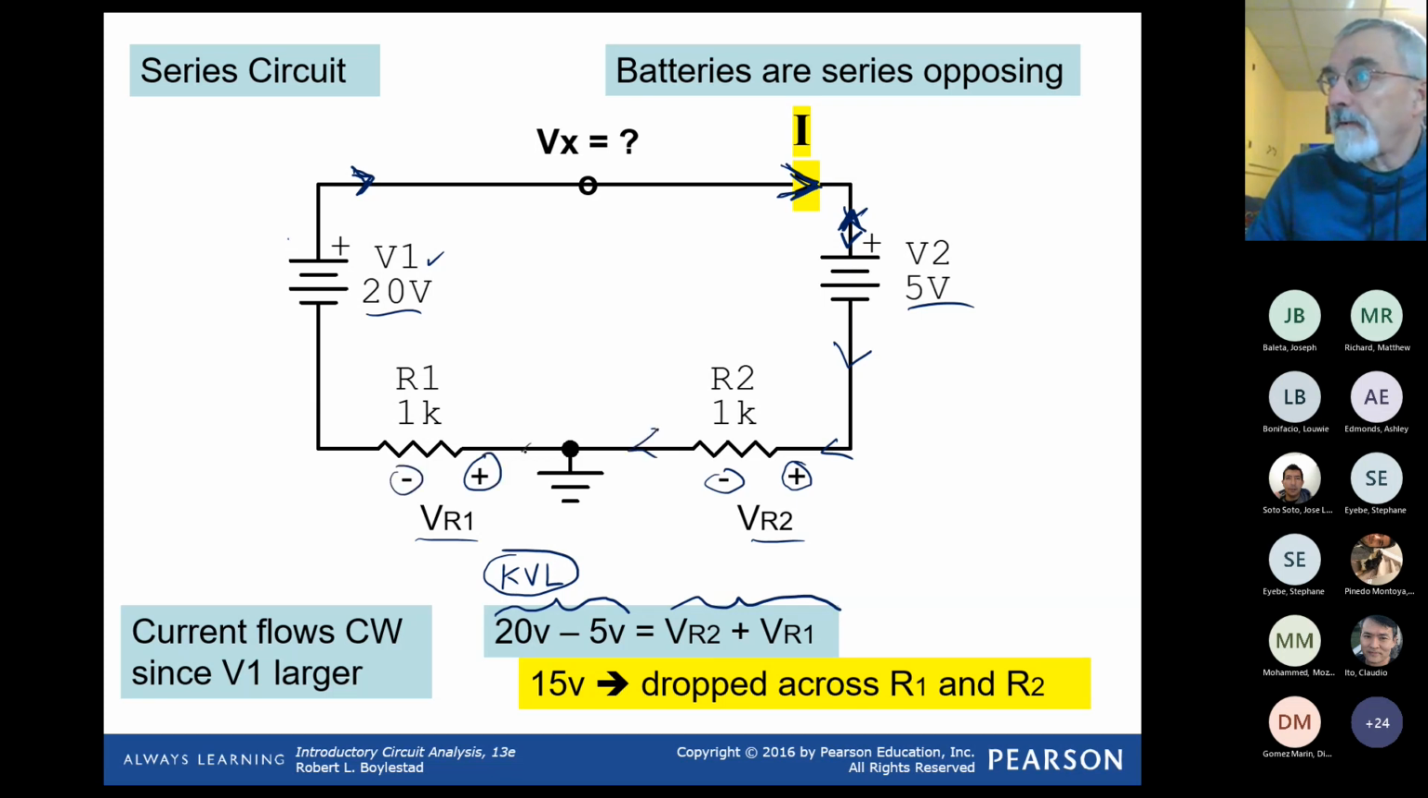Since current's flowing in this direction, we know that current leaves the plus of the dominant battery if they're opposing. Current leaves the plus usually of the battery. If they're opposing here, we have a unique case where current's actually charging the second battery. Current enters the plus and leaves the minus of all the volt drops. And we have to indicate that. That's up to you to put in.